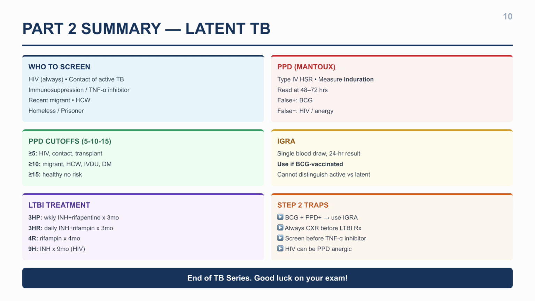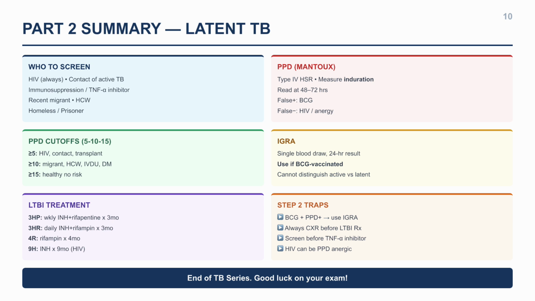For IGRA, single blood draw, fast results, preferred in BCG-vaccinated patients, but cannot distinguish active from latent disease. For treatment, 3HP is the shortest and most commonly preferred, with 3HR, 4R, and 9H as alternatives depending on HIV status and tolerance. Always add pyridoxine with isoniazid.